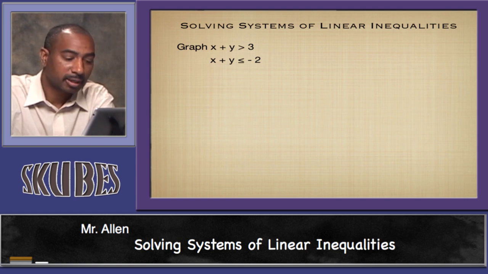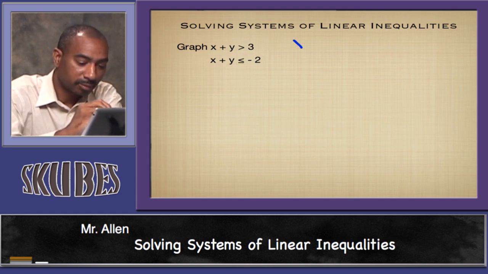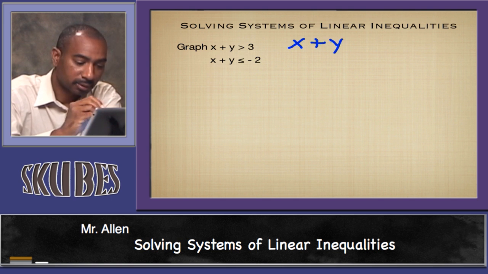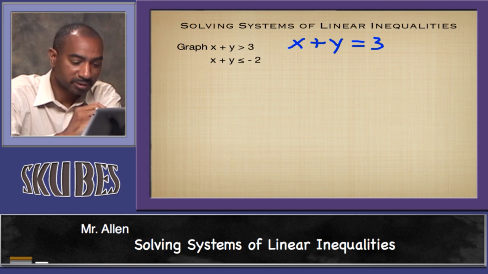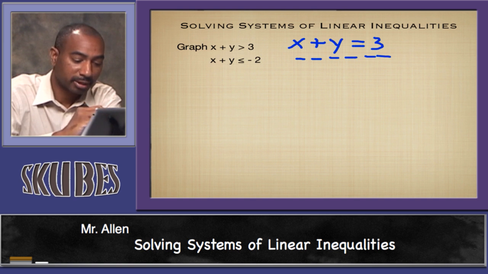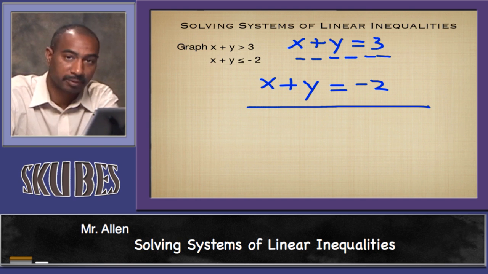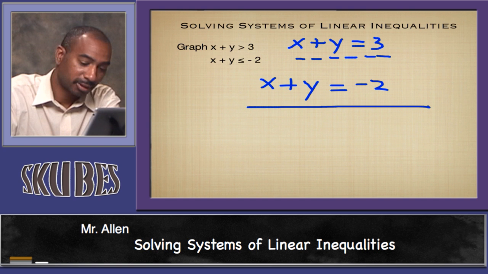All right, graph x plus y is greater than 3, and x plus y is less than or equal to negative 2. Again, the boundary line will be x plus y equals 3. And you're going to use a dashed line because you're not including points where the ordered pairs have a sum of 3. You're including those that have a sum greater than 3. And the second one is x plus y equals negative 2. But you're going to use a solid line because you're including those ordered pairs that have a sum of negative 2, as well as those that are less than negative 2.